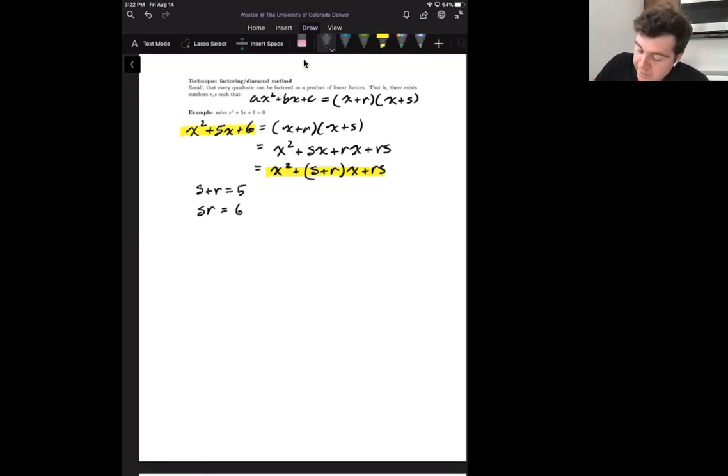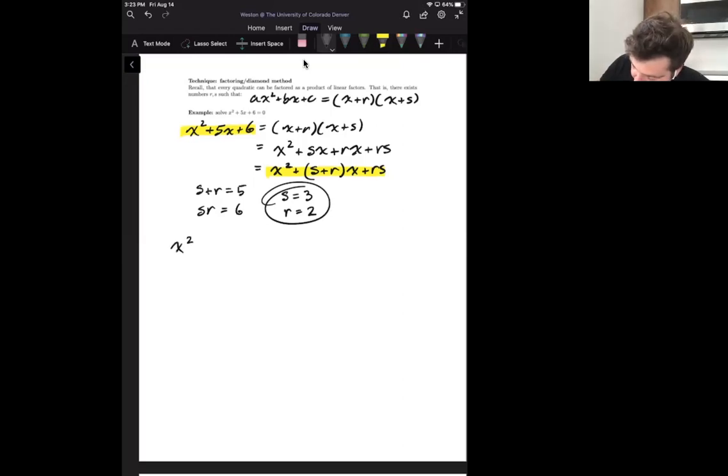Just by finding two numbers that sum to 5 and multiply to 6, we know that s will equal 3 and r will equal 2. And of course, that could go the other way as well: r could be 3 and s could be 2. So that's our r and our s, and that means that we can now factor our quadratic.